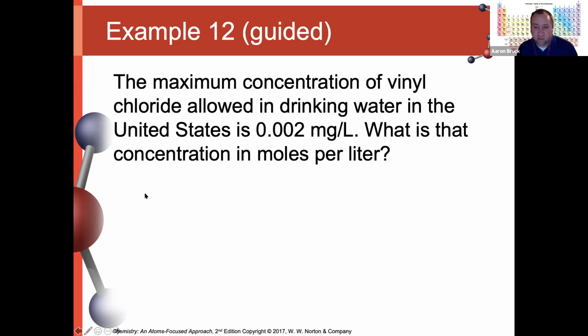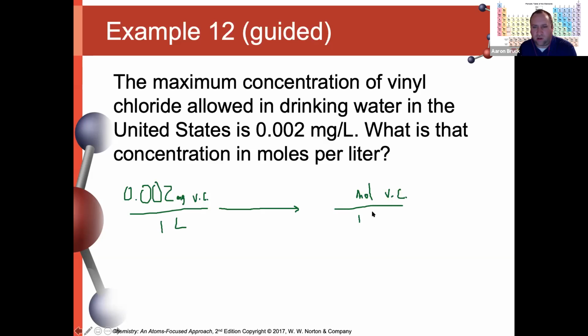Okay, this one's relatively simple. We're going from 0.002 milligrams of vinyl chloride in 1 liter of solution. We're going to take that all the way to moles of vinyl chloride in 1 liter of solution. So my denominator is not changing at all. The only thing that's changing is my numerator.